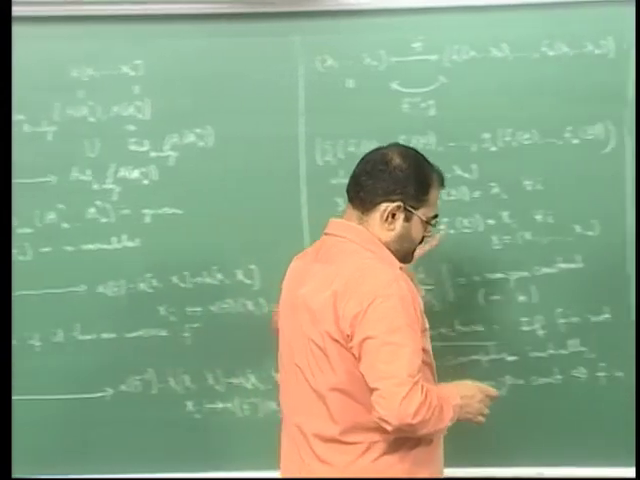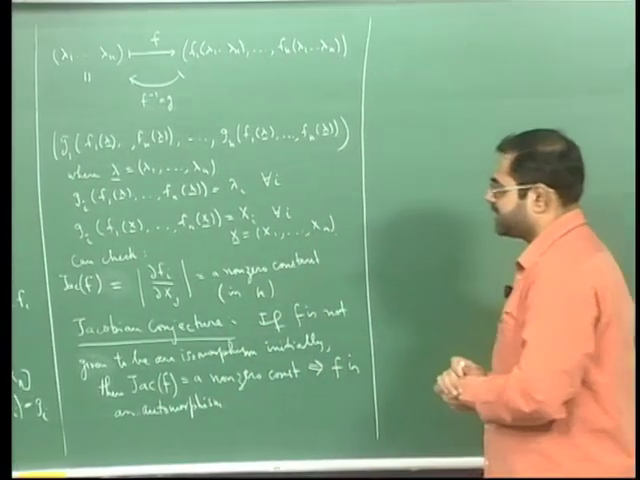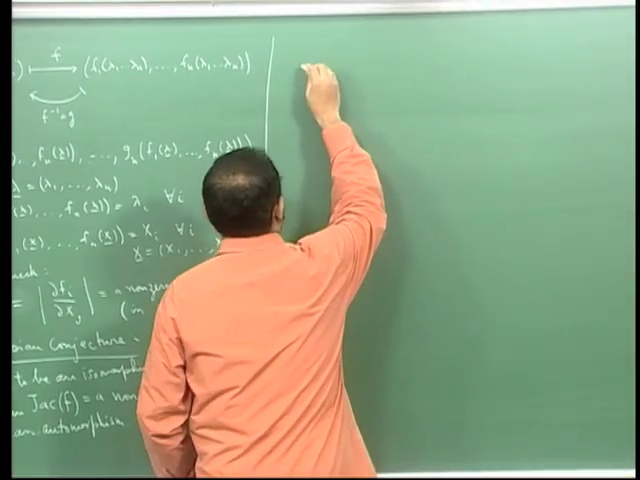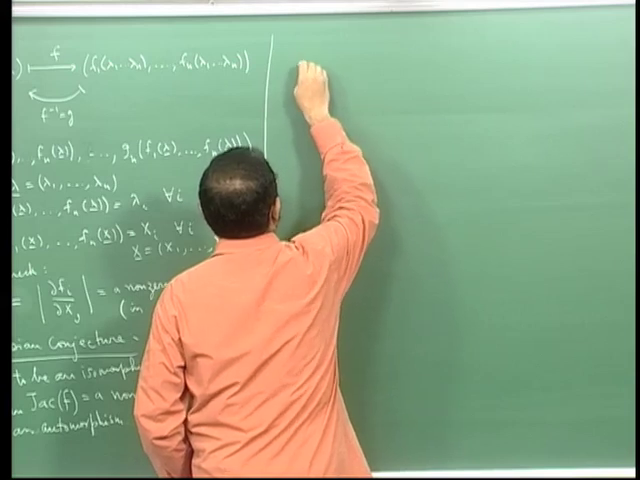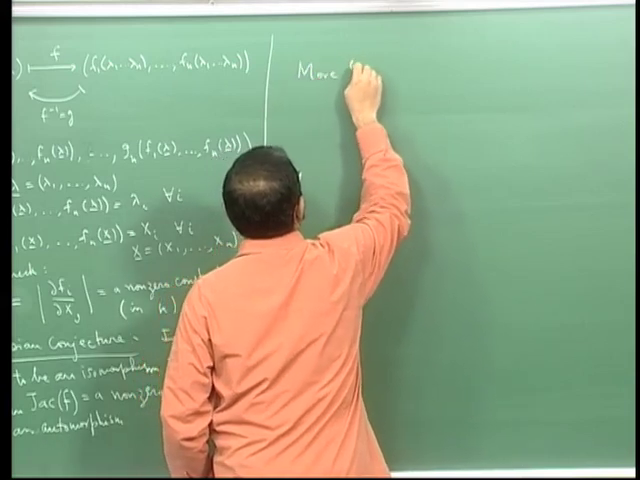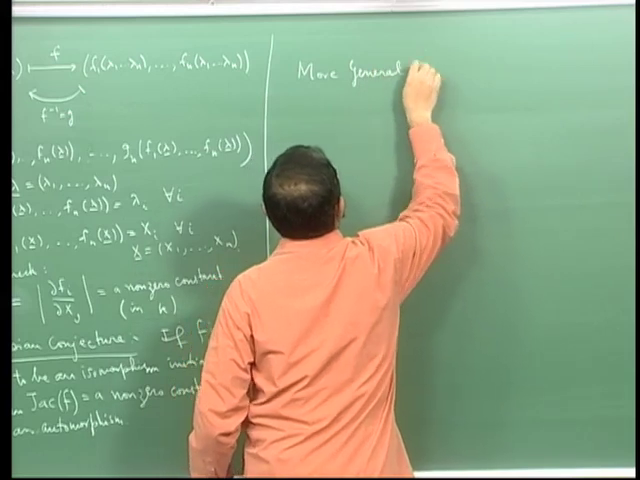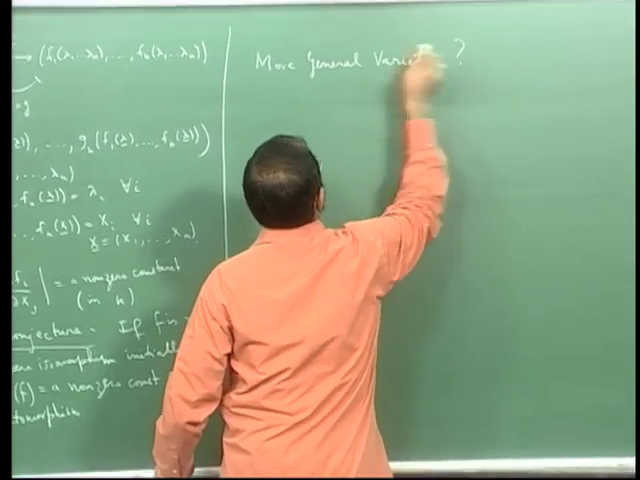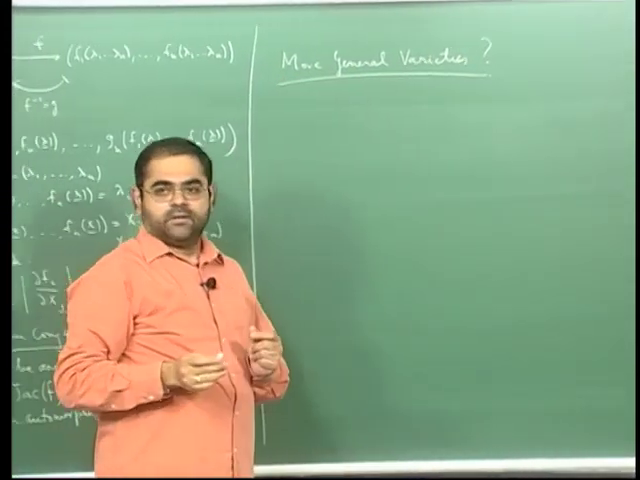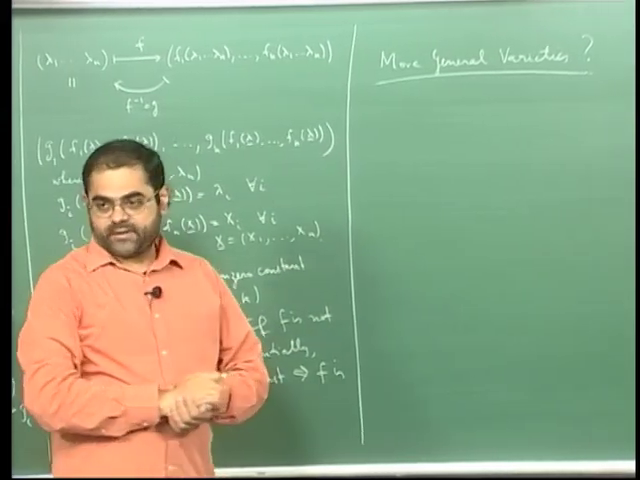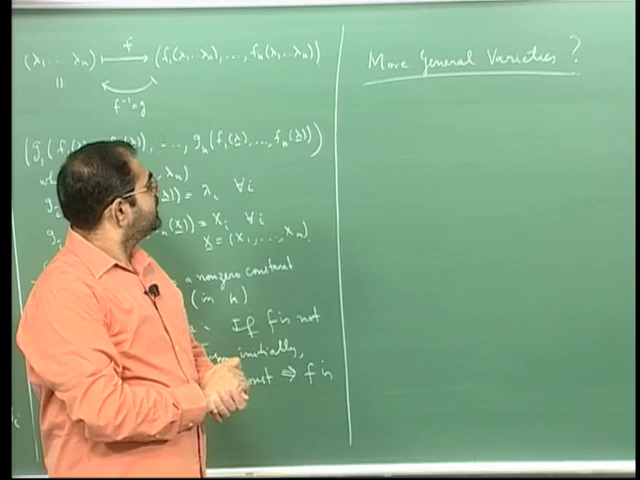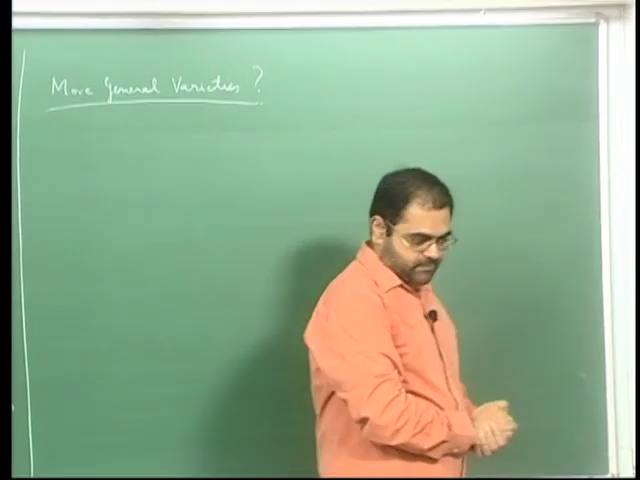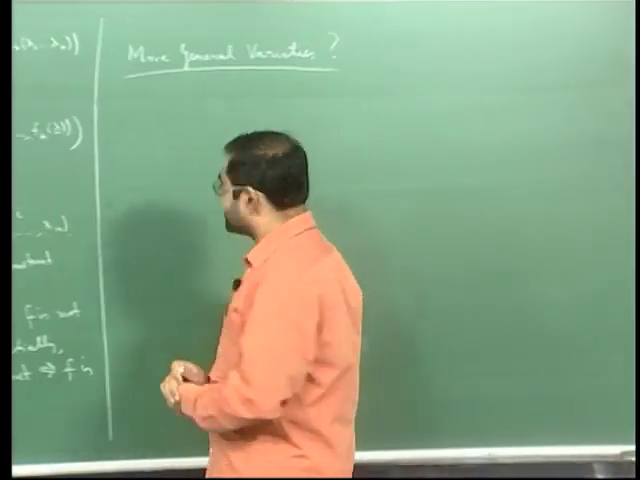Now this is just to bring in this Jacobian conjecture. What I want to do now is go to the question of more general varieties. Okay, so this is what I want to do next. So let me give first an example.